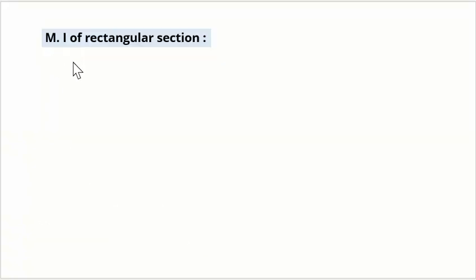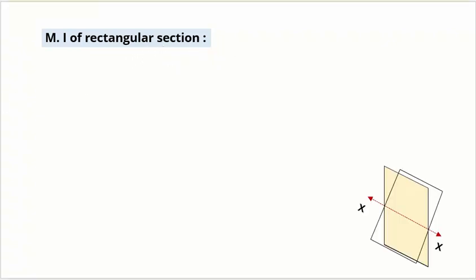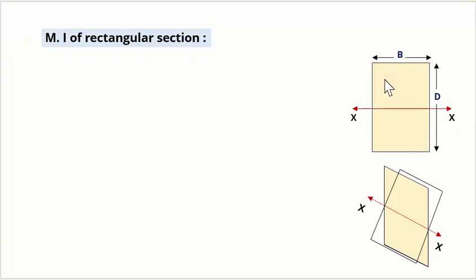So friends, now we would like to find out the moment of inertia of a rectangular section. So let's see how we can proceed and find the moment of inertia of a section which is having a rectangular area. Here we have got a rectangular section, and it is rotating about the axis of rotation xx. The width of the rectangular section is given as capital B, and the depth of the rectangular section is given as capital D.